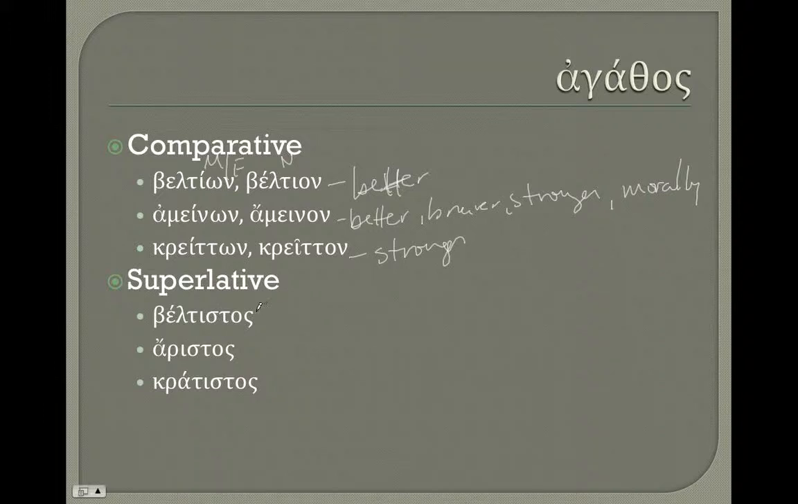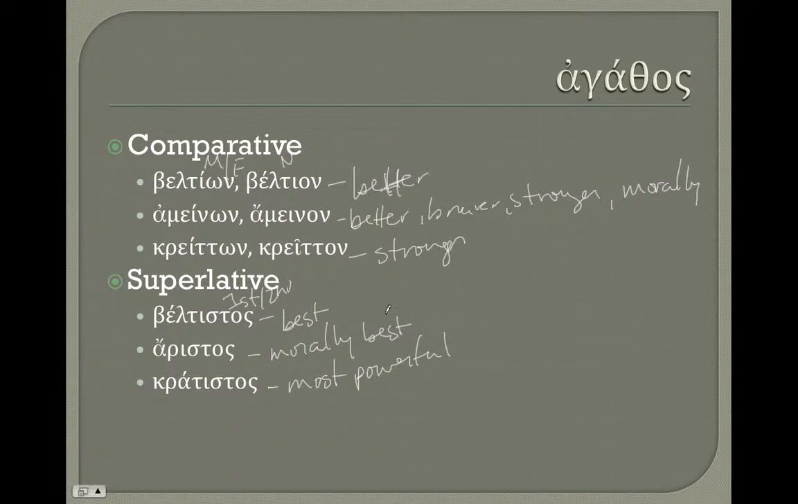And the superlatives will generally go in the same way, you have various similar superlatives. So beltistos, notice this is a three termination first and second declension adjective. All your superlatives are going to be first, second declension. Beltistos, best, generically speaking. Aristos, morally best. So the aristoi were the best people. And kratistos, most powerful, best in that sense.